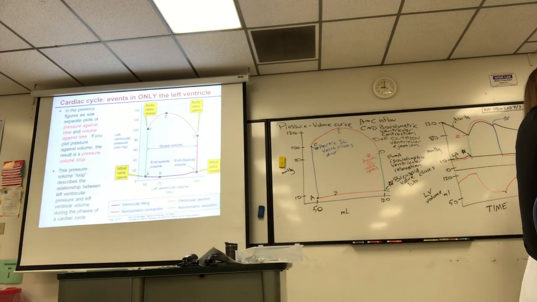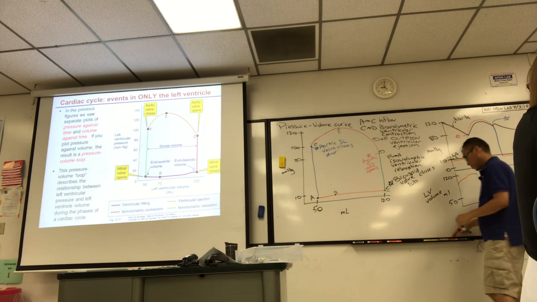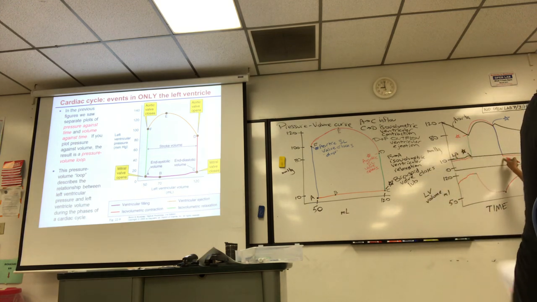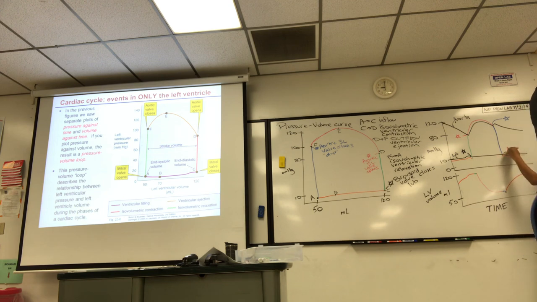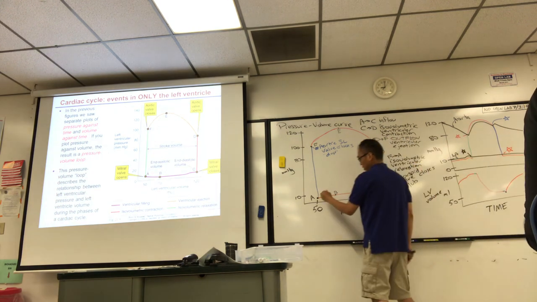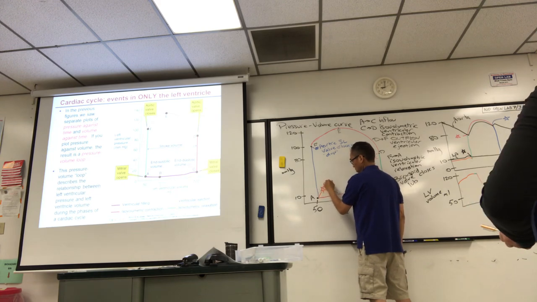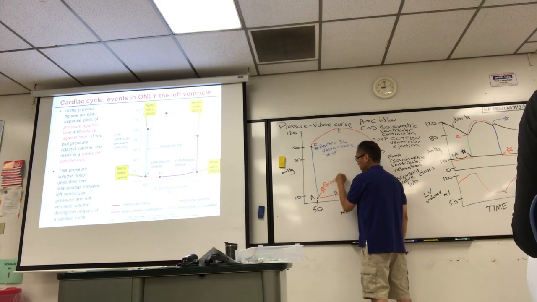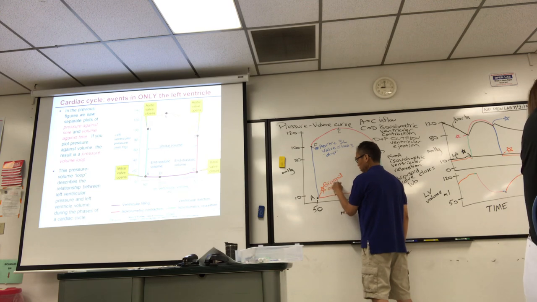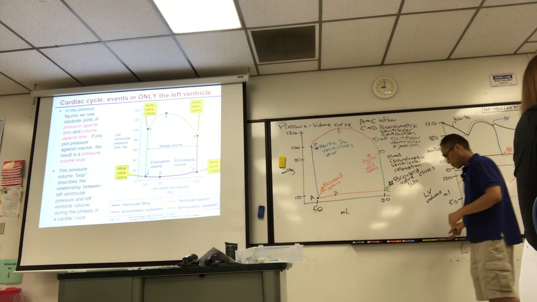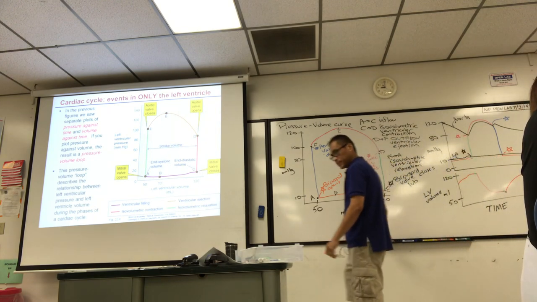And then pressure drops and drops until you get below atrial pressure. Right here, in lecture I used the orange star, that's where the bicuspid valve opens and you fill again. So for us, we go back to point A here. Bicuspid opens, and you start to fill again at point A. So it all matches.